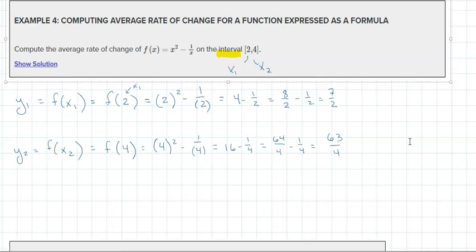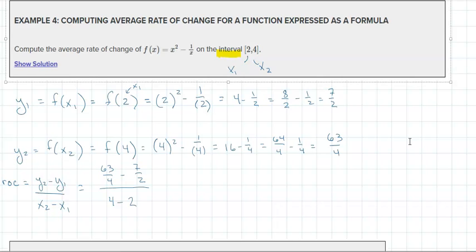All right, so now the rate of change is just going to be y2 minus y1 over x2 minus x1. So now y2 was 63 fourths, y1 was 7/2. If any of this ever confuses you, pause the video and just think about it. That's the joy of having a video. Just stop it and think about it. x2 is 4 and x1 was 2.